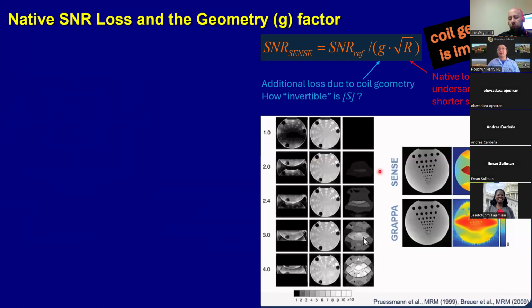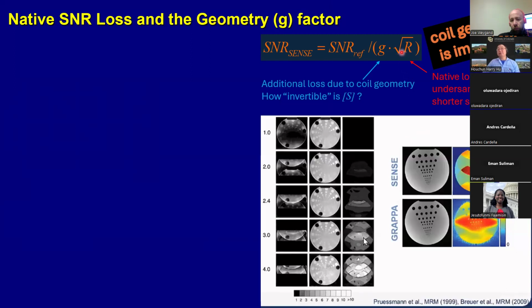You can see that for either SENSE or GRAPPA, this is the geometry factor from 0 to 2.5. 1 is actually ideal, and you can see that the faster you go, or the faster you try to cheat k-space and accelerate, it is more difficult to unalias or reconstruct the image. And often it is in the middle of the image where the coil sensitivity profiles are the least different. So here you can see in the middle, there's a G factor of about 2.5.